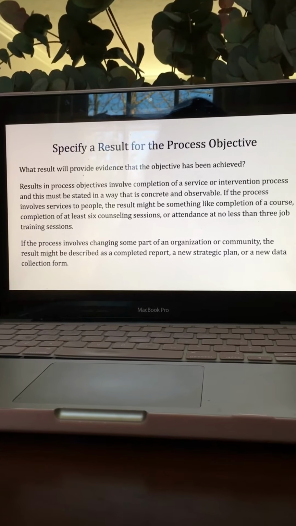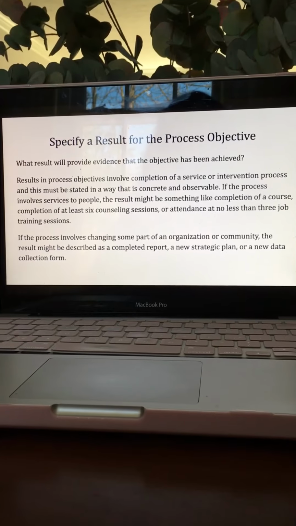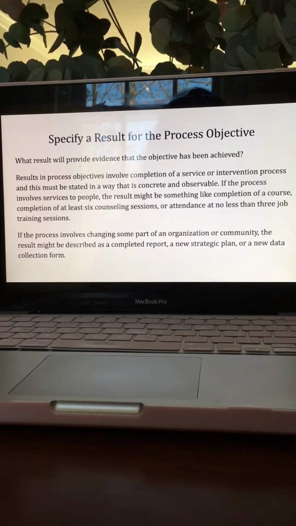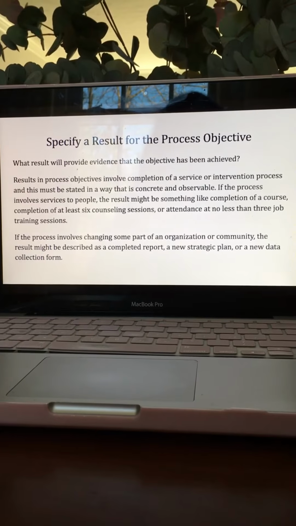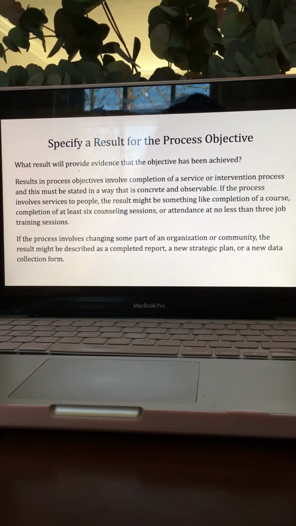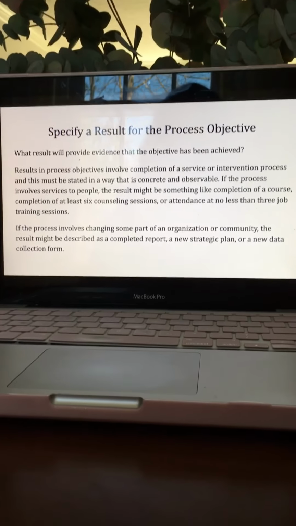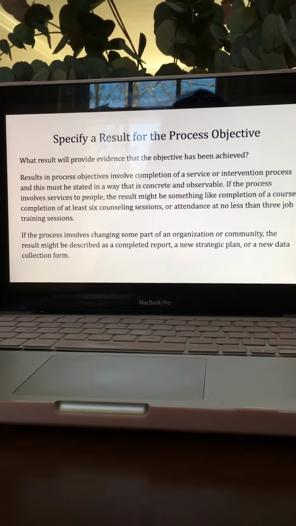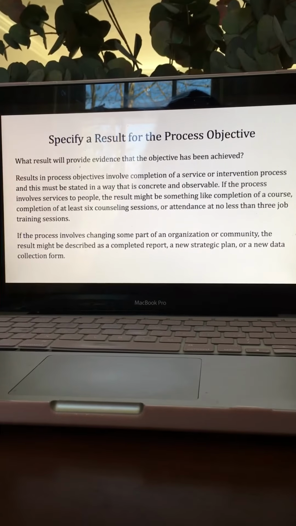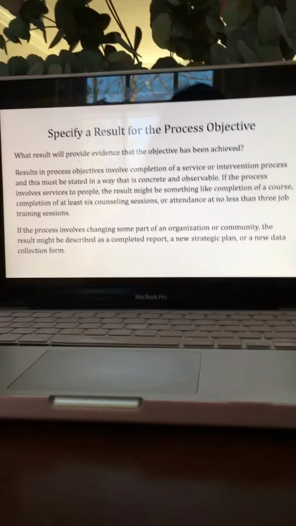If the process involves services to people, the result might be something like completion of a course, completion of at least 6 counseling sessions, or attendance at no less than 3 job training sessions. If the process involves changing an organization or community, the result might be described as a completed report, a new strategic plan, or a new data collection form.